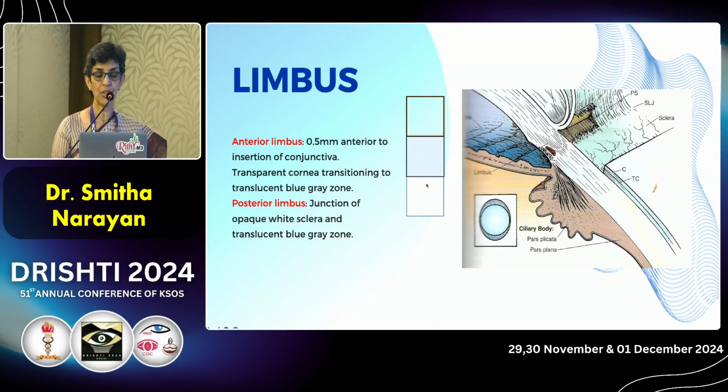The junction between the white and the gray area is the posterior limbus, and immediately anterior to it lies the Schlemm's canal. So when we are doing the sclerostomy punctures during trabeculectomy, we should never cross this junction of the posterior limbus. Immediately posterior to that lies the scleral spur. The anterior limbus is 0.5 millimeters anterior to the insertion of the conjunctiva.